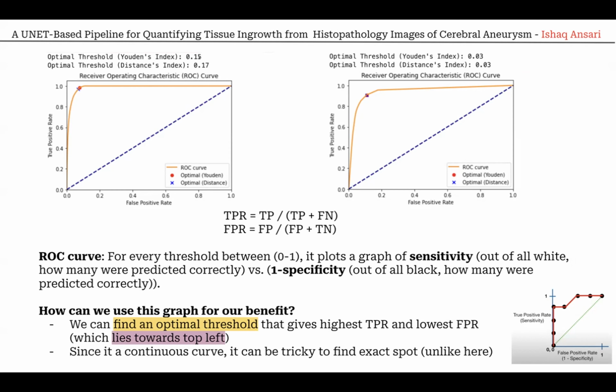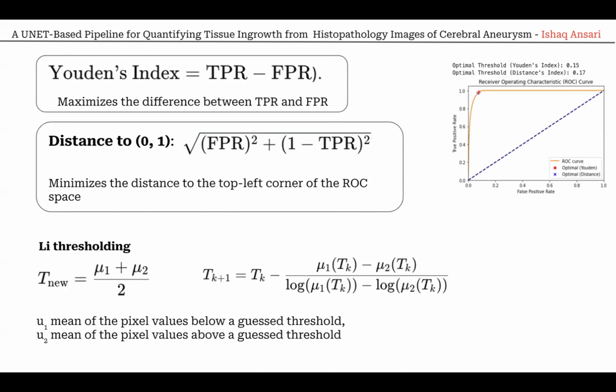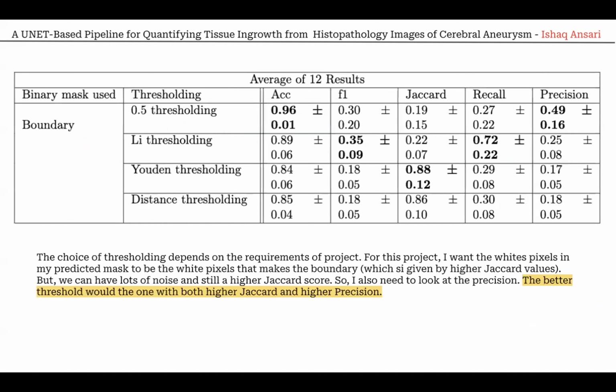And we can see the Youden index says the optimal threshold is 0.15, and the distance index says the optimal is 0.17, which are pretty close to each other. And these are the formulas that I used for finding those optimal thresholds. And these are the total average results of my 12 predictions. We saw that 0.5 thresholding gave us the highest accuracy and precision, Li thresholding gave us the highest F1 value and recall, and Youden thresholding gave us the highest Jaccard score.